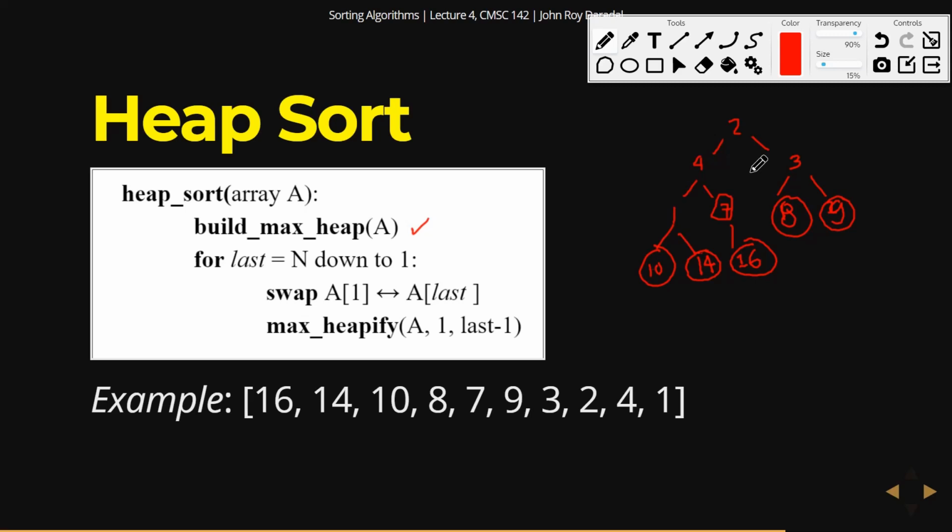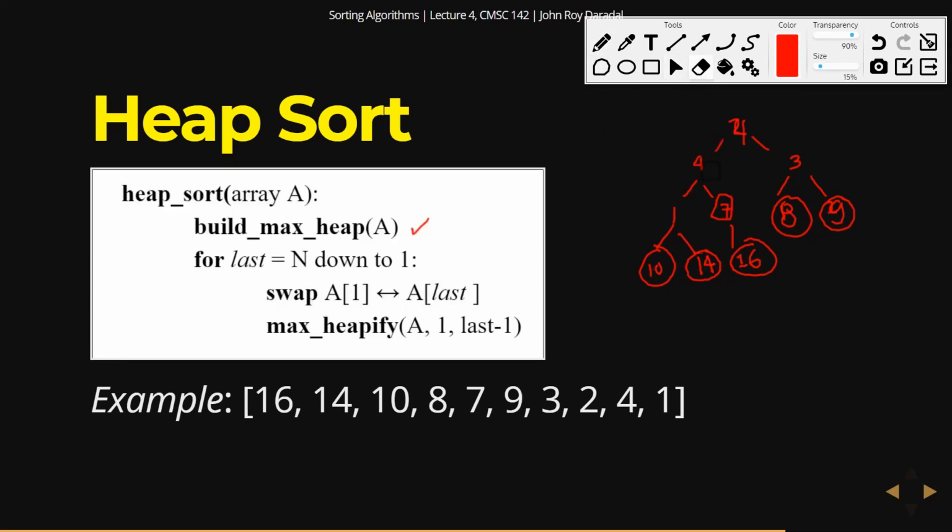And then 2, 4, 3. So 4 will win out, and then 2 will be placed here. So exchange 1 with 4. So 4 will be here, 1 will be here. This one is done. And then 3 will be here, and then 1.